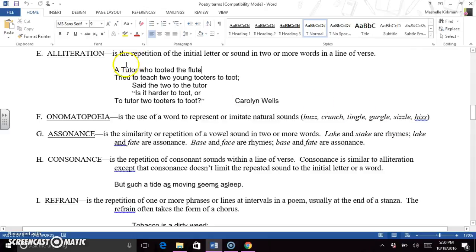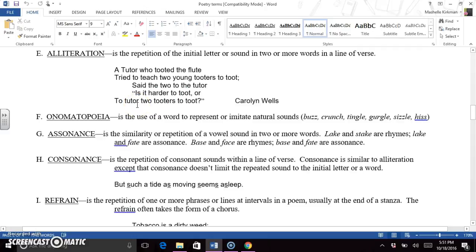If we go back here to the alliteration example, and we do just the first line, "a tutor who tooted the flute," what sound are you getting that is similar in vowel sounds that are within the words? Okay, that would be the O's. Tutor who tooted. So the idea is that those would be an assonance. Okay, and that's how it looks within a line of poetry. And we're not looking at the end rhymes, we're looking within the line of poetry itself. Okay? And here, two tutor, two tutors, to toot. It's definitely a lot of O's in here, and every single word has an O.